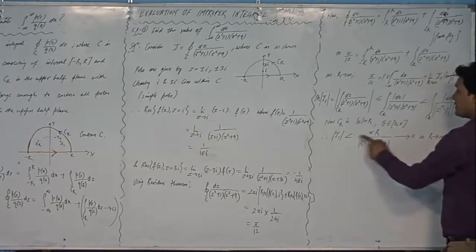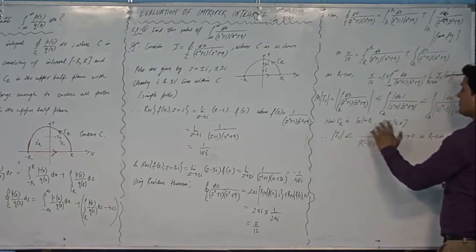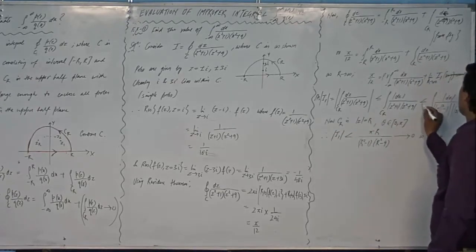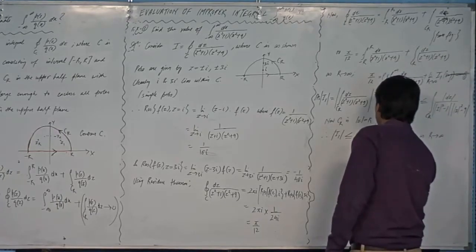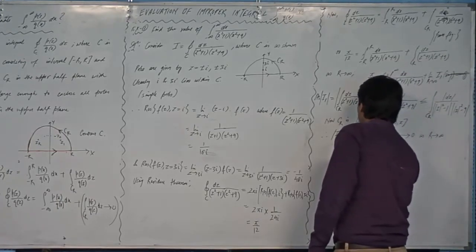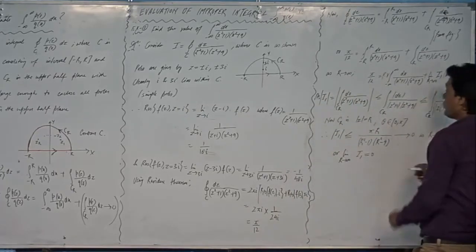So we can say that I1 is equal to 0, because this is a positive quantity, and the positive quantity is less than 0. Obviously, it will be equal to 0. I should put an equal sign here. I think I1 equals 0, right? The limit as r tends to infinity. So I will plug this value here in my equation number 1.